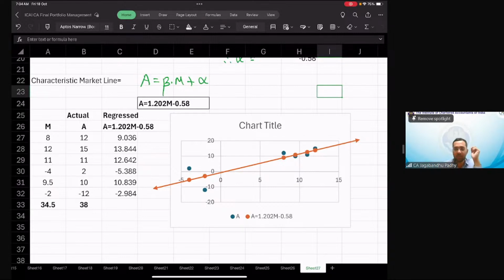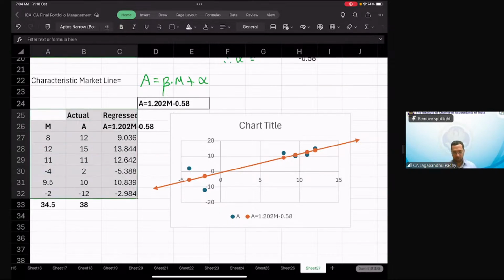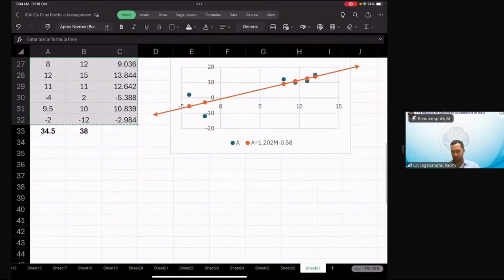But that model was not able to tell me how much is my total risk, how much is my systematic, and how much is my unsystematic. Now, this particular model of Sharpe, the single index model, is helpful to break the total risk into systematic and unsystematic portions. How is that really done? Let's try to understand it with this same data. I'm going to use this same data for further analysis.